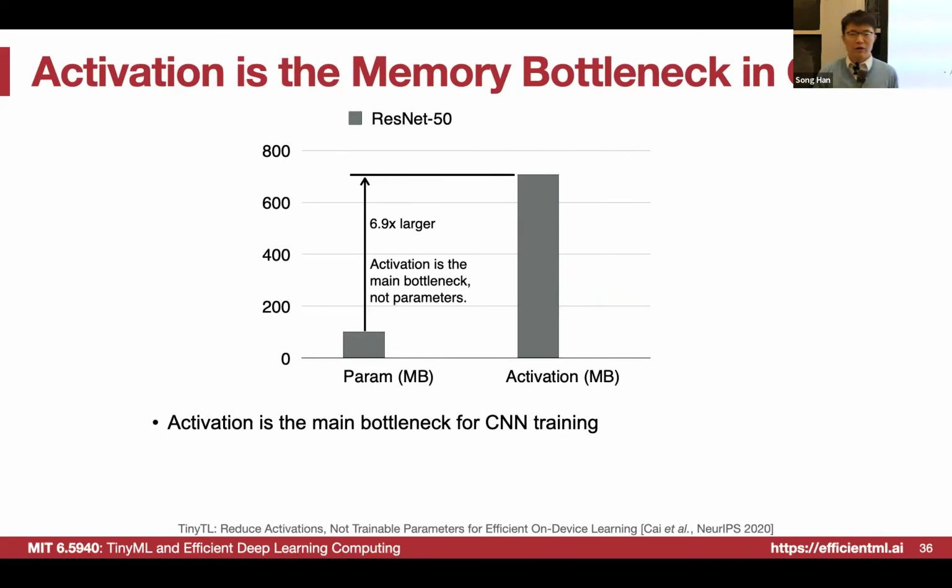So what is the memory bottleneck? The answer is activation. We look at different neural net models, from ResNet-50: this is the amount of parameters, this is the amount of activation. Actually, the activation is a lot larger than the weight. In the next lecture, we are going to switch gears to talk about large language model fine-tuning. The conclusion is actually different: for large language models, the parameters are more than the activation using a reasonable batch size.